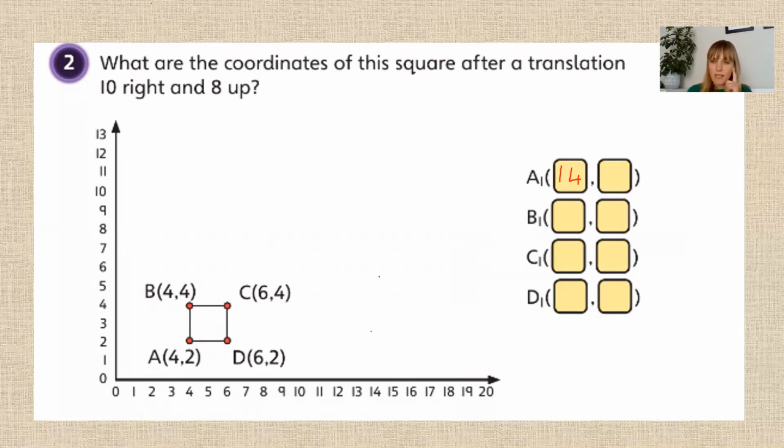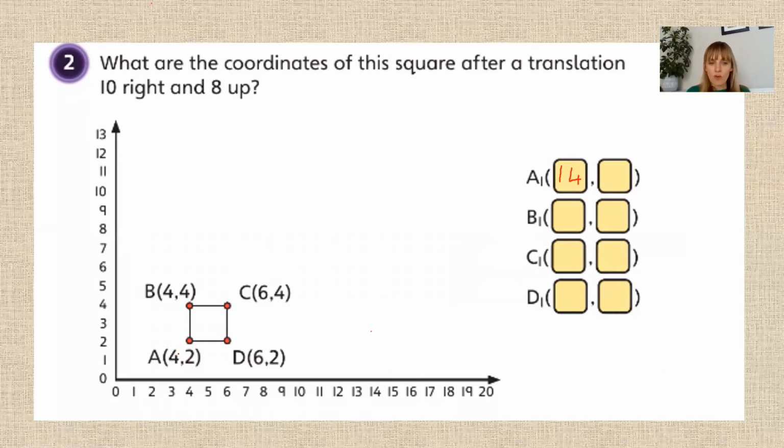Now, have you noticed something else that's a bit different about this coordinate grid? What's missing that's going to make our life a little bit harder? It's the grid lines, isn't it? So it's not so easy to count. This is why knowing this adding and taking away trick might help us a little bit here.